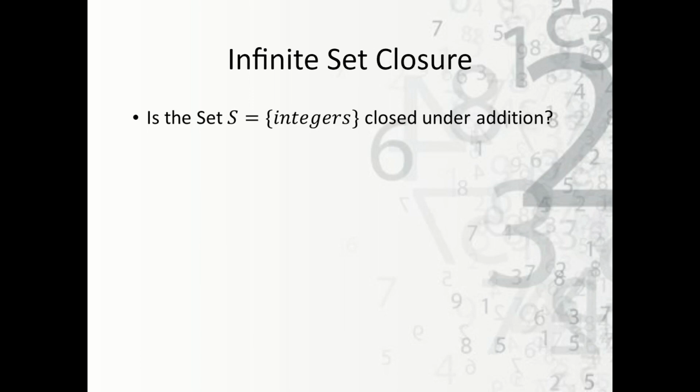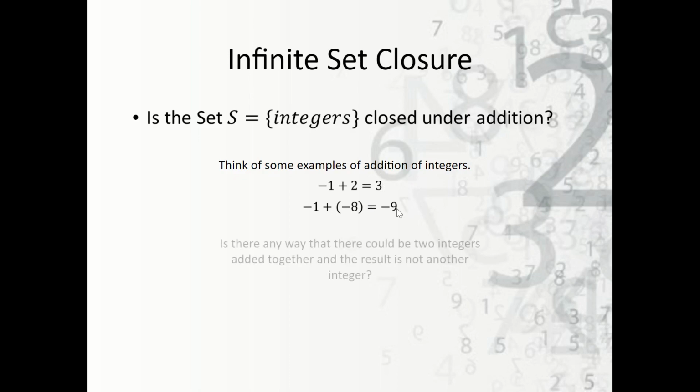So now let's take a look at this infinite set here, the set S of integers, and what we want to know is, is it closed under addition? Now we can't use a table anymore, so we need to think of some examples of addition of integers and then try to broaden it and say, is there any way that any two integers can be added together and not be an integer? So we do some examples here, and we can see that they're still turning out to be integers. So is there any way we can add two integers together and not get an integer?